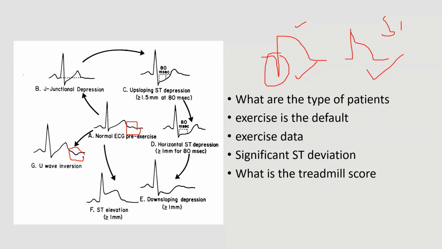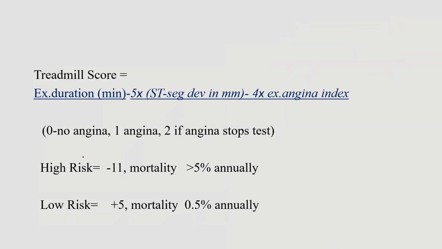Now, what is the treadmill score? When we talk about treadmill score, what do we mean by that? Are you using treadmill score? A treadmill score, sorry, is my sound clear? Yes. A treadmill score is this one: exercise duration in minutes in Bruce protocol, minus 5 times the ST segment deviation in millimeters, minus 4 times the angina index.